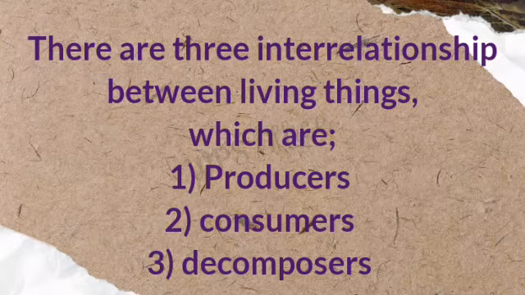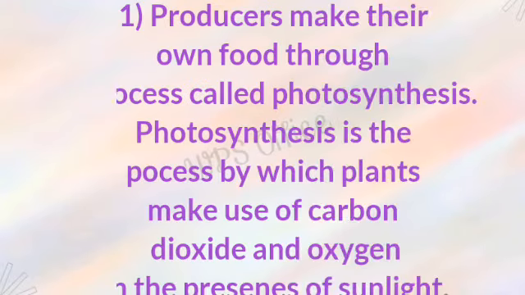Next, there are three interrelationships between living things, which are: 1. Producers, 2. Consumers, 3. Decomposers. Come again: 1. Producers, 2. Consumers, 3. Decomposers. So kids, you're going to be having more information as the lesson goes on.